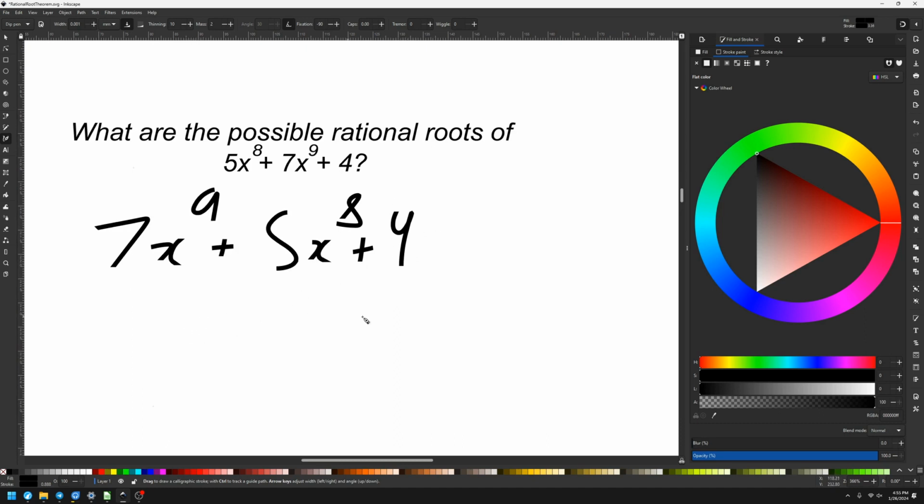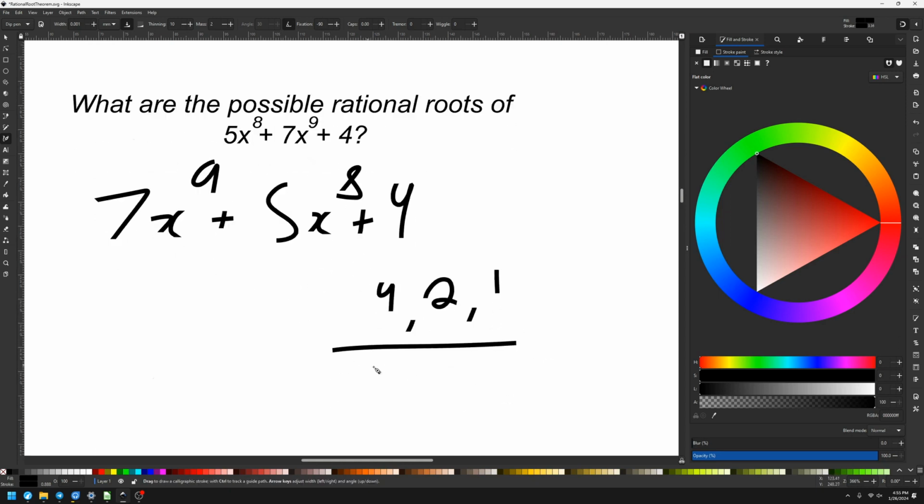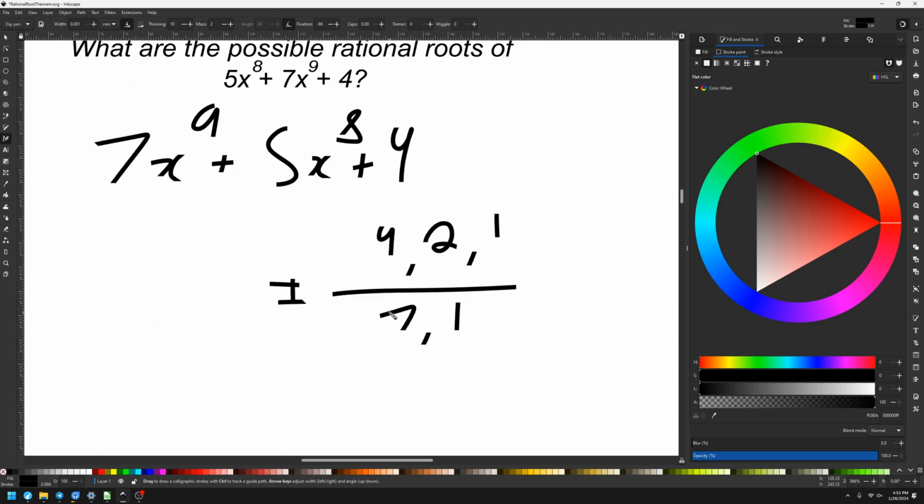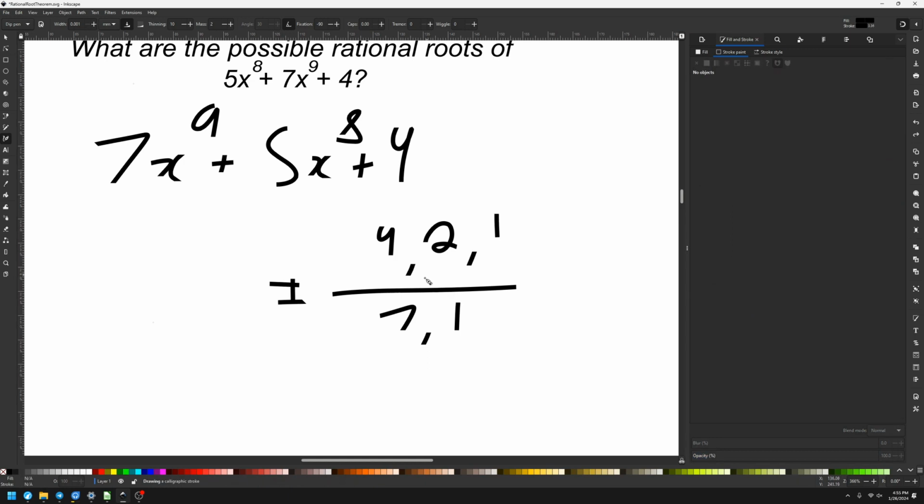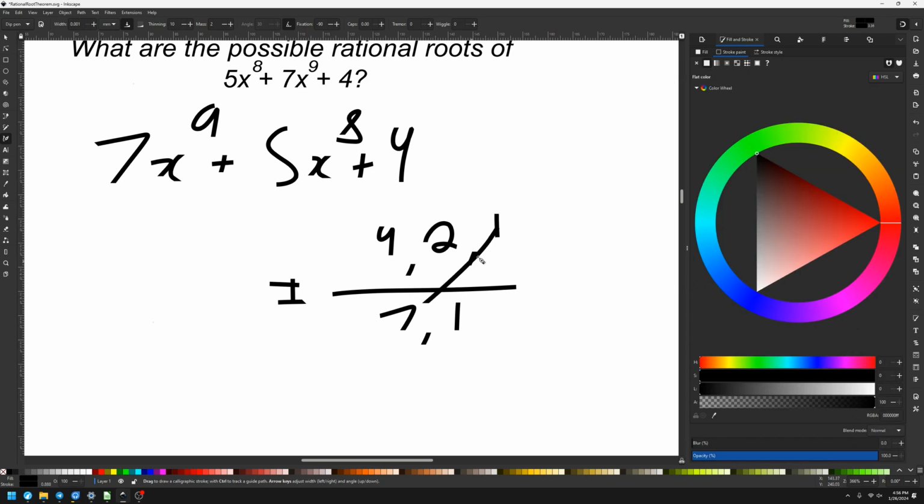Okay, so the factors of 4 are going to be 4, 2, 1, divided by the factors of the first coefficient, which is 7. The factors of 7 are 7 and 1. Okay, plus or minus. And since we have commas here, multiple numbers, we're going to have to try every possible combination. And to do that, we're going to do this little system. So for 4, we're going to do 4 divided by 7, and then 4 divided by 1. For 2, we're going to do 2 divided by 7, then 2 divided by 1. For 1, we're going to do 1 divided by 7, and 1 divided by 1.